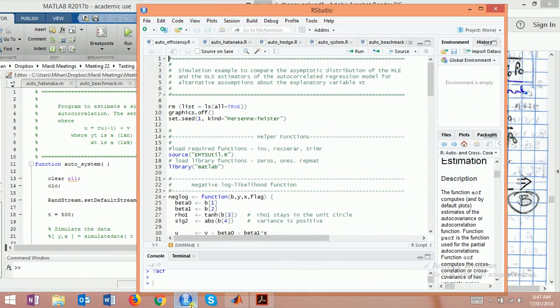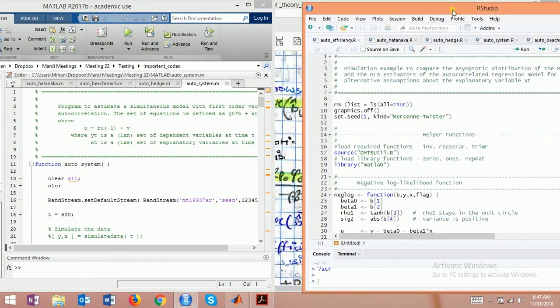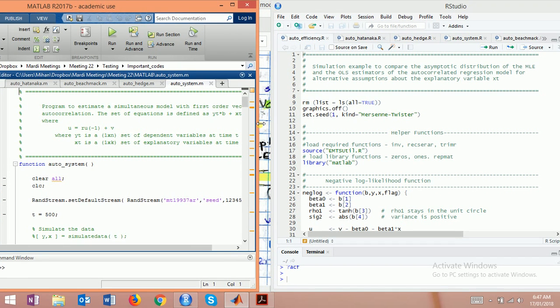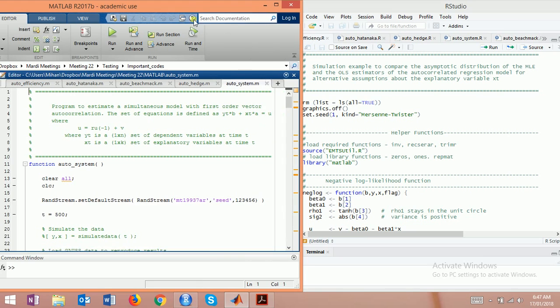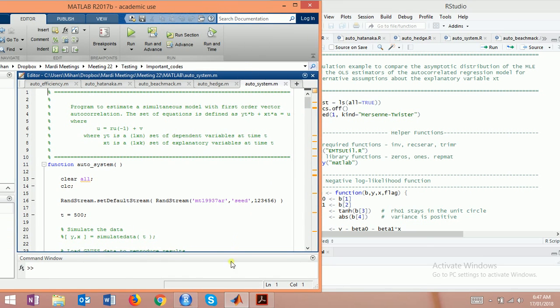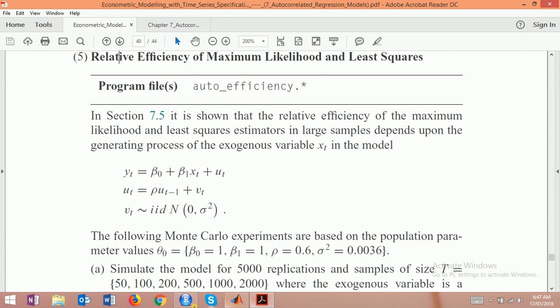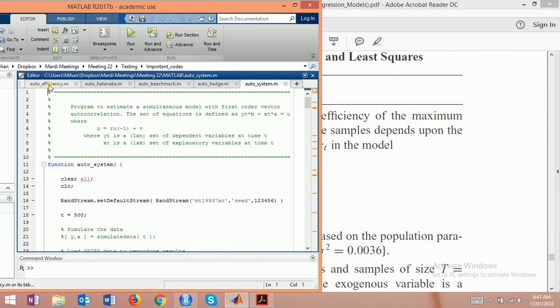So this is the background of this problem, and now we're going to look into the problem itself, and the problem is titled auto efficiency. So let's look into auto efficiency.